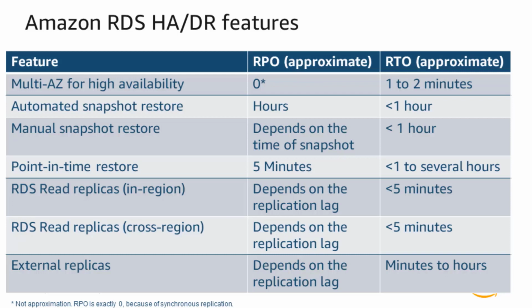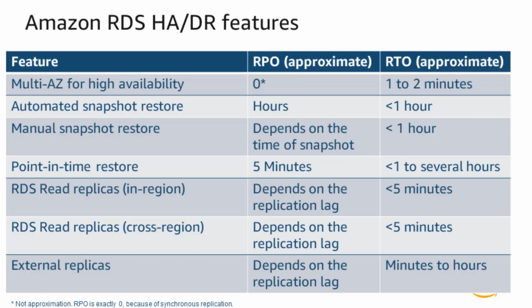We also talked about automated snapshot and restore. Normally, RPO in this case depends on how far back you go for your snapshot. Depending on that, your RPO is defined, and your RTO is less than an hour. I have seen customers restoring a snapshot in a few minutes. But at the end of the day, it depends on how much data you have, what kind of compute resources you are using, and whether you have enough IOPS to do that work for you. So less than 1 hour. And manual snapshot restores depend on the time when you took that manual snapshot.